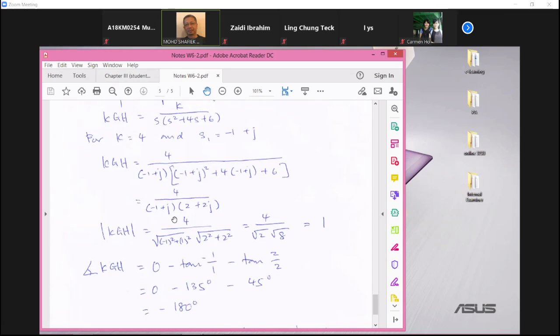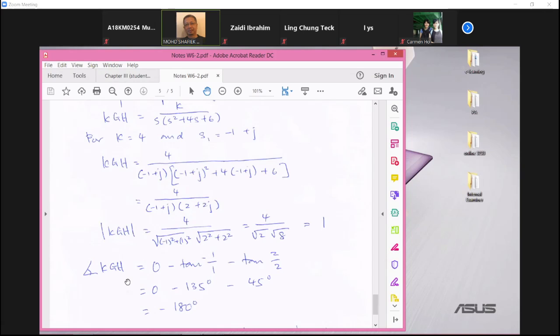So the magnitude is given by 4, which is a real number. The magnitude of 4 is already 4. -1 plus j is a complex number. The magnitude of that is the square root of the real part squared plus the imaginary part squared. So the square root of -1 squared plus 1 squared, and the magnitude of 2 plus 2j is the square root of the summation of the square of the real part and the imaginary part. This is just the Pythagoras theorem. And now you can see that the magnitude is equal to 1. So this is one of the criteria that the point on the root locus must satisfy. The first one is already satisfied, magnitude is equal to 1.